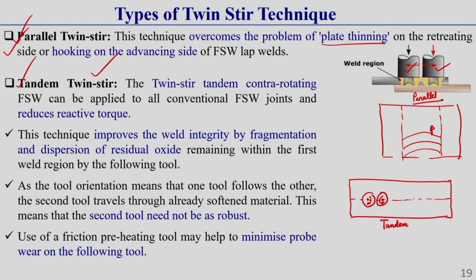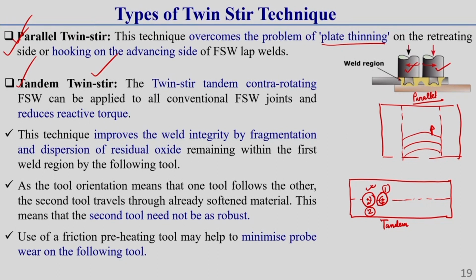These techniques improve the weld integrity by fragmenting and dispersing residual oxide remaining within the first weld region by the following tool, that means by the second tool. This is the first tool. After the first tool, whatever residual oxide remains is fragmented by the second tool, and it is also dispersed. So it improves the weld quality.